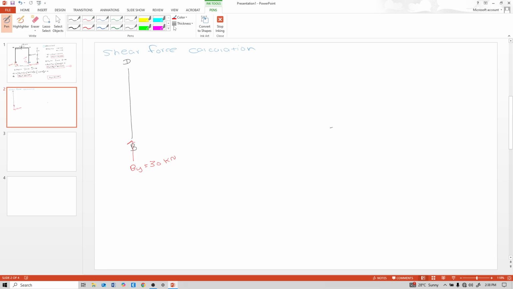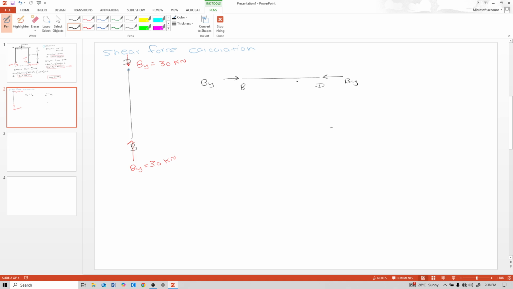And here at D point, this is fixed support. Due to this fixed support, this By, every action has an equal and opposite reaction. So this is the opposite reaction like this: By 30 kilonewton and downward. See this beam, like a horizontal beam. This is B, this is D, this is By, and this is also By.